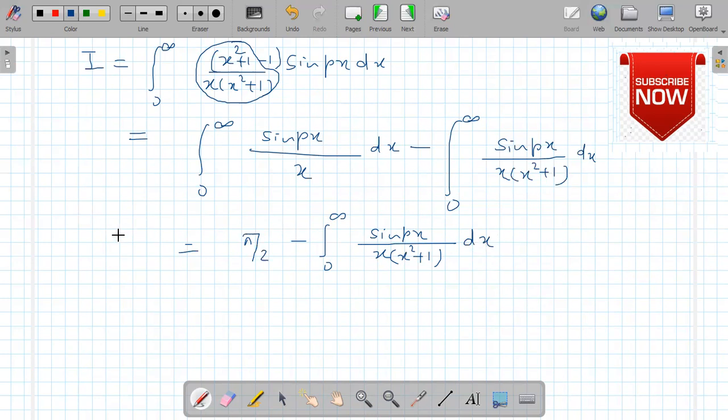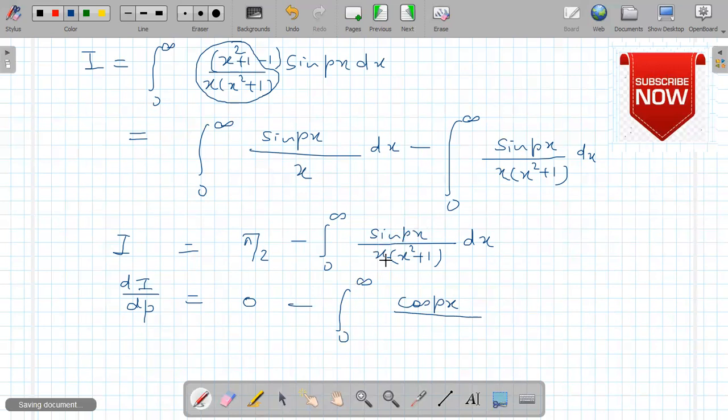Now what we do here is, at this stage, we differentiate this with respect to p. So we get di by dp is equal to 0 minus cos px, and one of the x will cancel with this x, into x square plus 1. Mark this as equation number 3 and this has equation number 2.